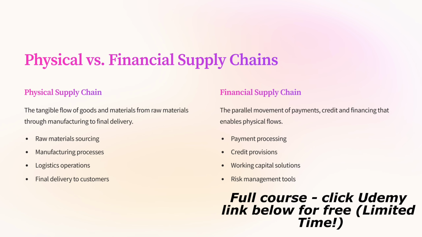The financial supply chain, on the other hand, is the flow of funds and related financial processes that support these physical movements. This includes payments, credit, invoicing, and financing arrangements. While the physical supply chain ensures goods are delivered, the financial supply chain ensures that payments are made efficiently and working capital is optimized for all parties involved.